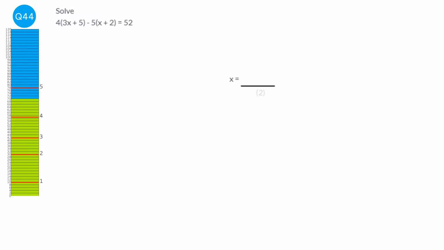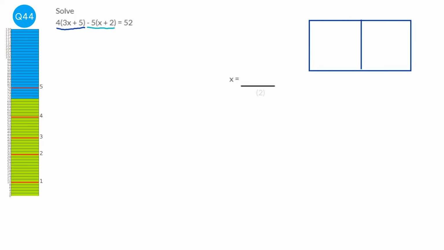Whenever we solve, we've got to get rid of any fractions or brackets first. Now looking at this, there's no fractions, but there are two sets of brackets. We've got the set of brackets here, and we've got the set of brackets here. So we're going to expand them to get rid of them. And you can use any method you want. I'm just going to use this kind of grid method.